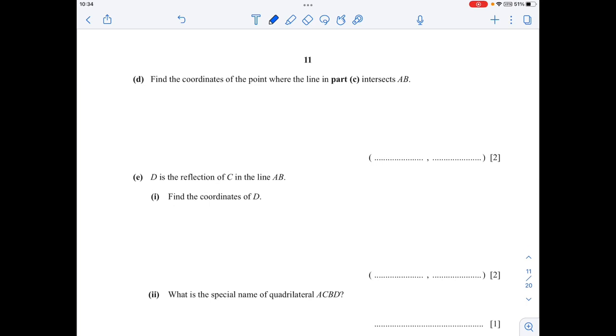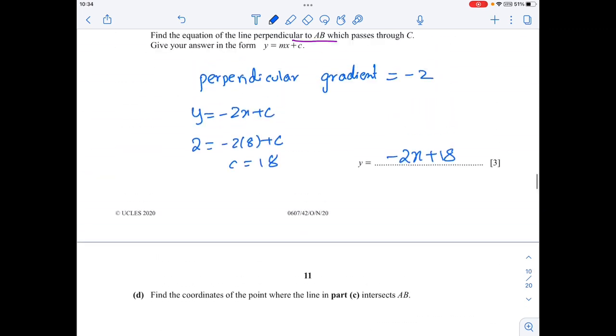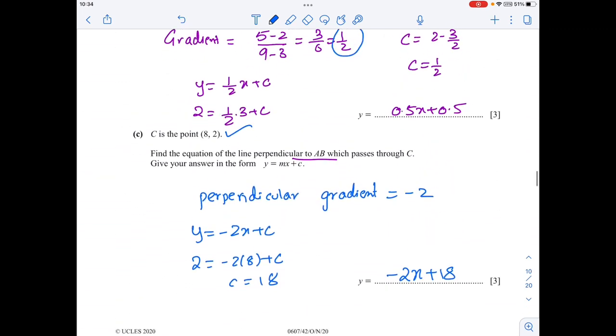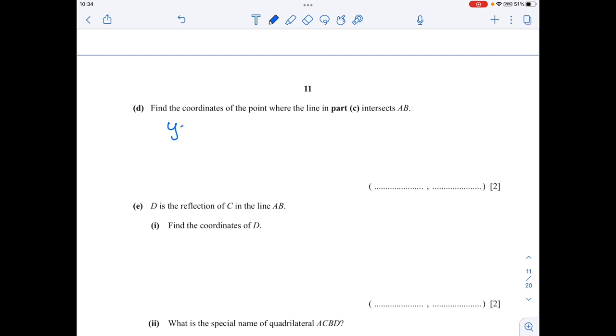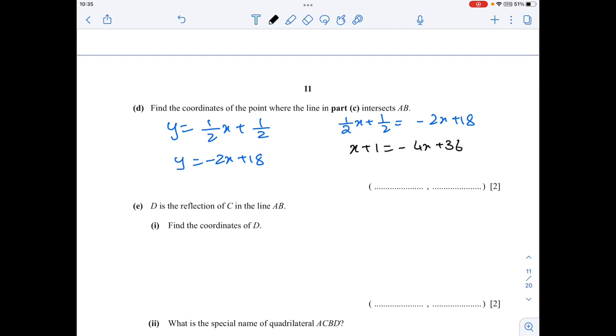Find the coordinates of the point where the line in part C intersects AB. So what was the first equation? The AB equation, y equals half x plus half. And the other equation just now, y equals minus 2x plus 18. Both are equal, so half x plus half equals negative 2x plus 18. Multiply by 2 on both sides. So it becomes x plus 1 equals negative 4x plus 36. So 5x equals 35.